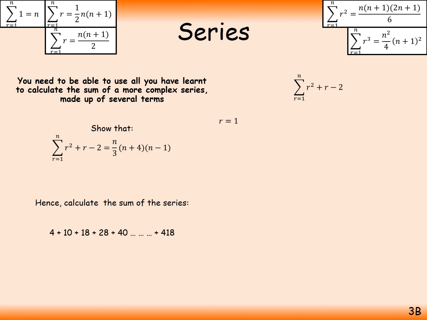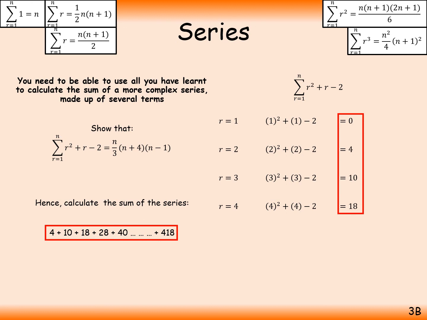So if we start off with r equal to 1, we substitute it in: 1 squared plus 1 minus 2, and that gives us 0. Set r equal to 2, so 2 squared plus 2 minus 2 gives us 4. R equal to 3, 3 squared plus 3 minus 2 equals 10, and so on. So you can see that this formula gives us the sequence we're trying to find the sum of.